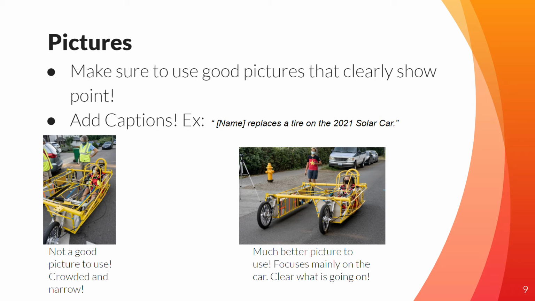And then the picture on the left is not a good picture because there's a lot going on in the background, and it's also really narrow, which makes it really hard to figure out what exactly to focus on. It's also hard to tell what's actually going on. While the picture on the right here is much better because it focuses mainly on the car, and it shows you exactly what's going on. And from this picture you can tell too that the car was moving.